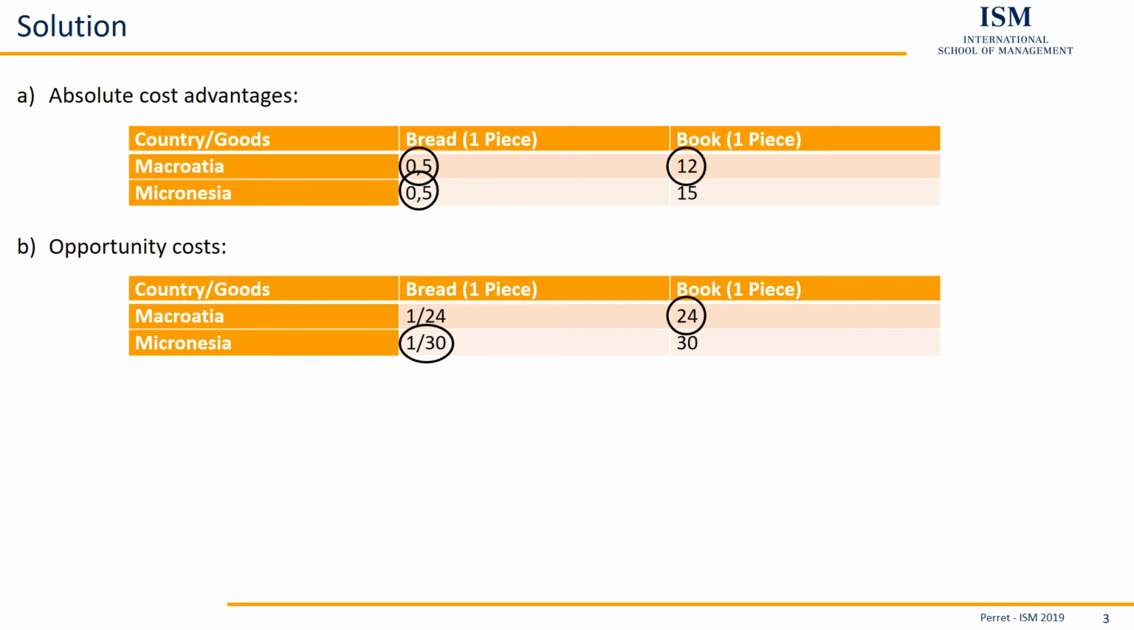And this same table could also be used for part C. But before we go there, one final comment. If we turn to the 24 for books in Micronesia, this tells us if Micronesia wants to produce one book, they have to give up the production of 24 breads. On the other hand, Micronesia has 30 here, so they have to give up 30 breads if they want to produce one additional book. That's how they interpret the opportunity costs.